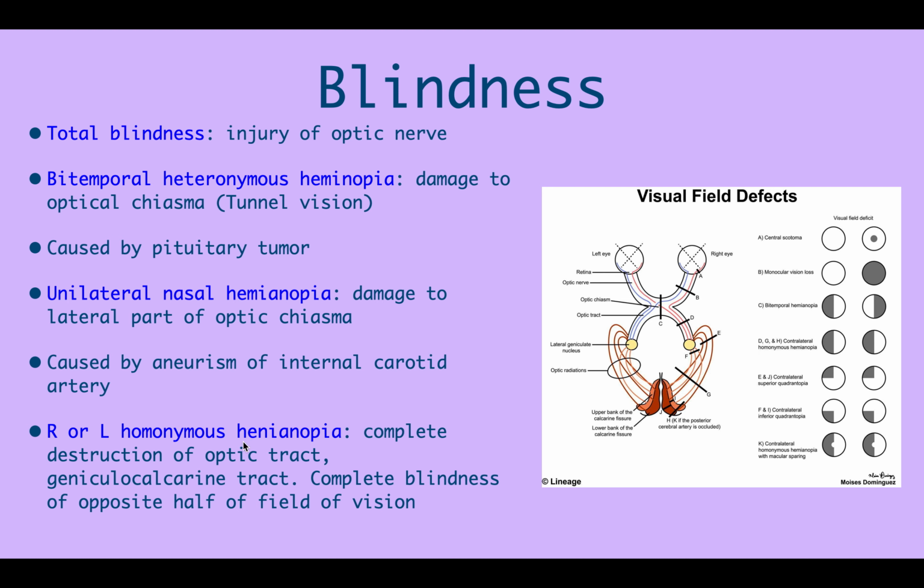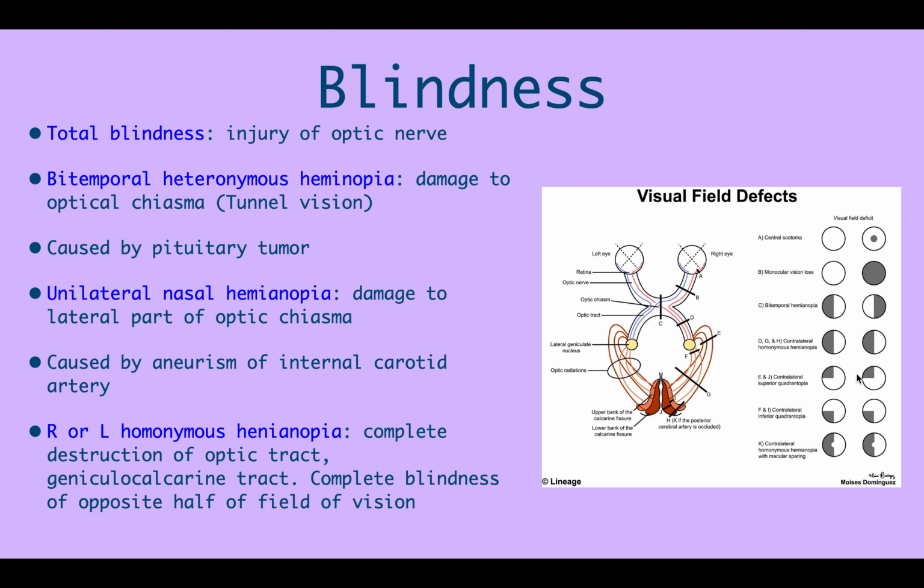So the right or left homonymous hemianopia is going to be complete destruction of the optic tract or the geniculocalcarine tract, and it's going to cause complete blindness in the opposite half of the field of vision, so like here.